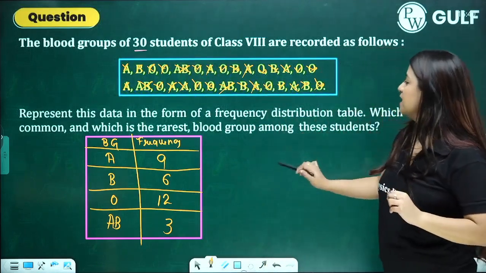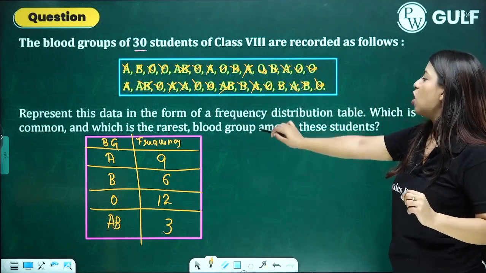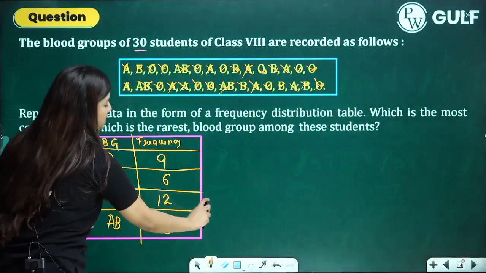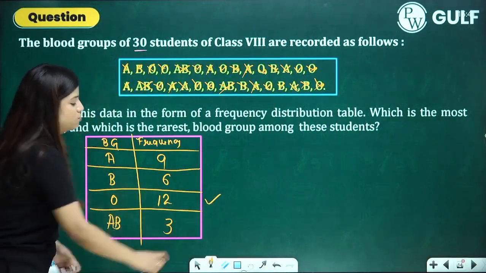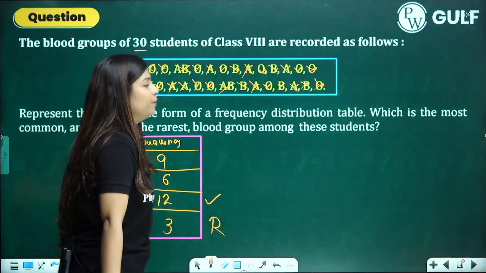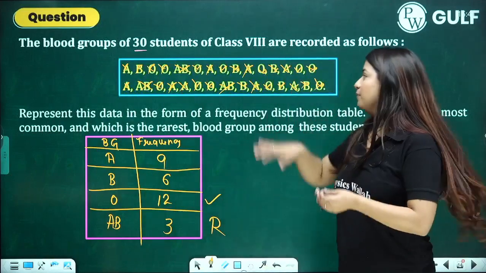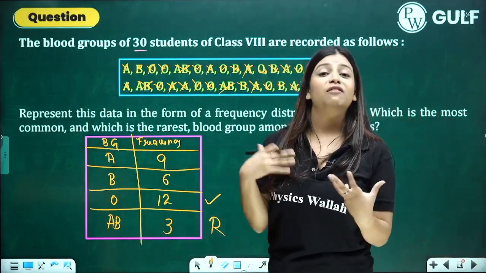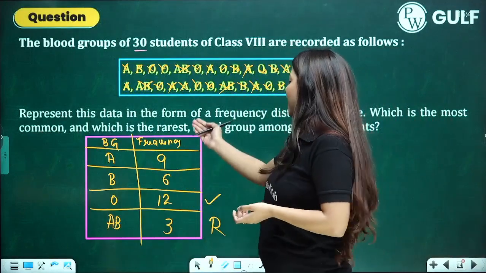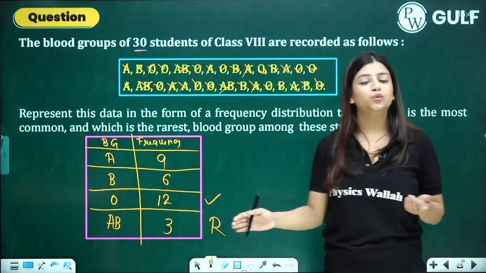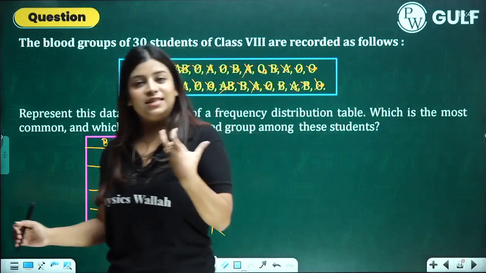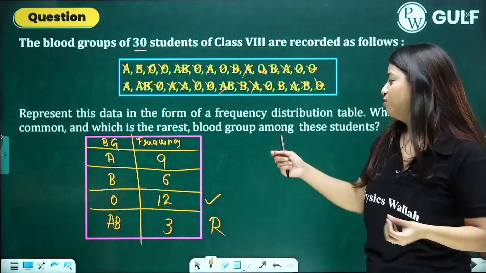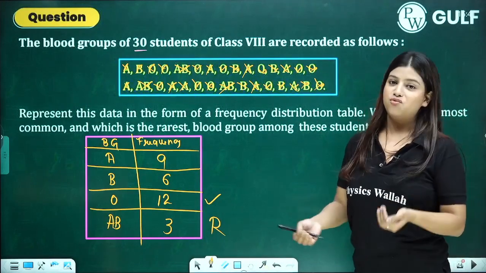So now it is asking which one is the most common and the rarest blood group. The most common, as we can see, is O blood group, and the rarest we can see is AB. From this data, it was a bit hard to find out which one is common and which one is the rarest. But when we arrange it in a frequency distribution, this will tell us exactly and more clearly which one is the most frequent and which one is the rarest.